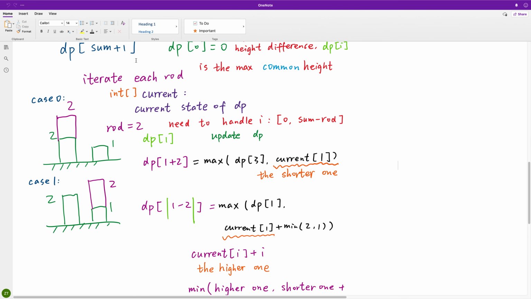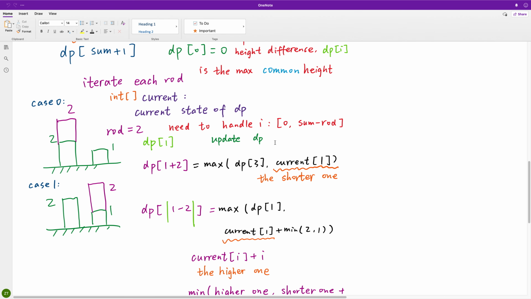So when we have to iterate each row, we have three cases. One is put it on the higher set. One is put it on the shorter side. The other is unuse it. So when we put it on the higher set, what should we change? There will be dp[i], the difference. dp[i] plus the road, we should change it. Change it to what? That will be the maximum of this dp[i] plus road and the shorter height.